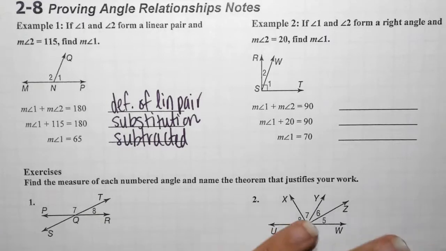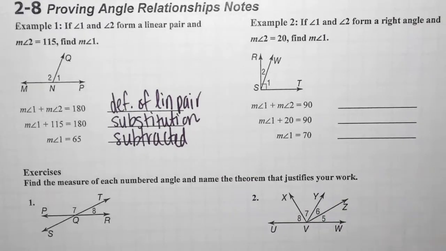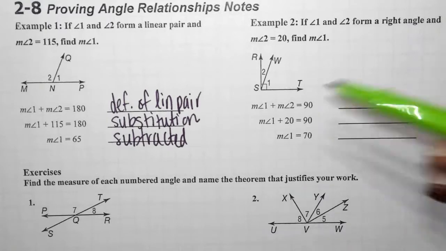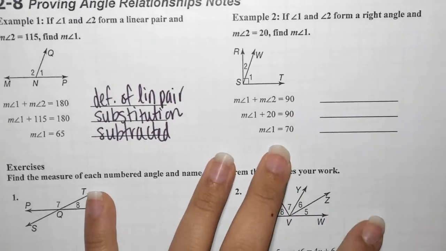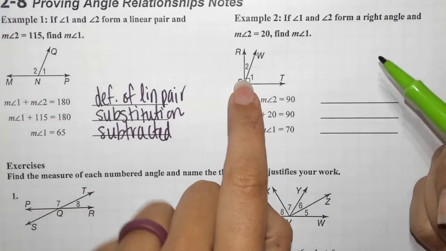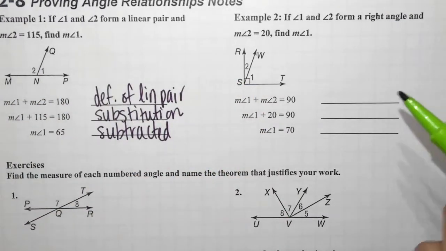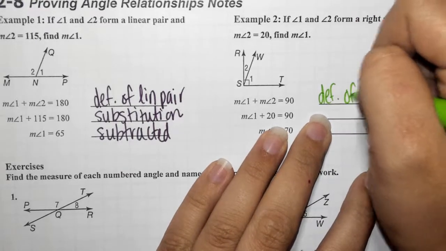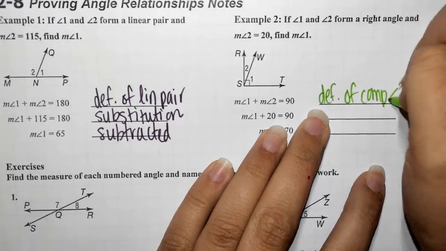Now, can you please look at example 2 with me? Tell me why they added these together and set it equal to 90. Because that box is a right angle. So what kind of angles are these? Complementary. So this is the definition of complementary angles.